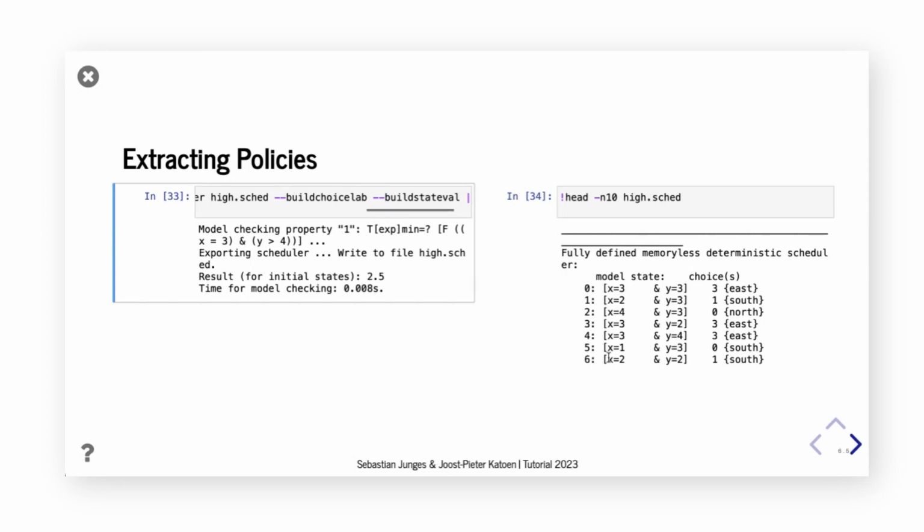But if we do that, then you get an output which is much easier to interpret. It says, for example, if you're in XY, please take this choice 3, which reflects the east action. And then I hope that this is a type of a scheduler that you can easily interpret.